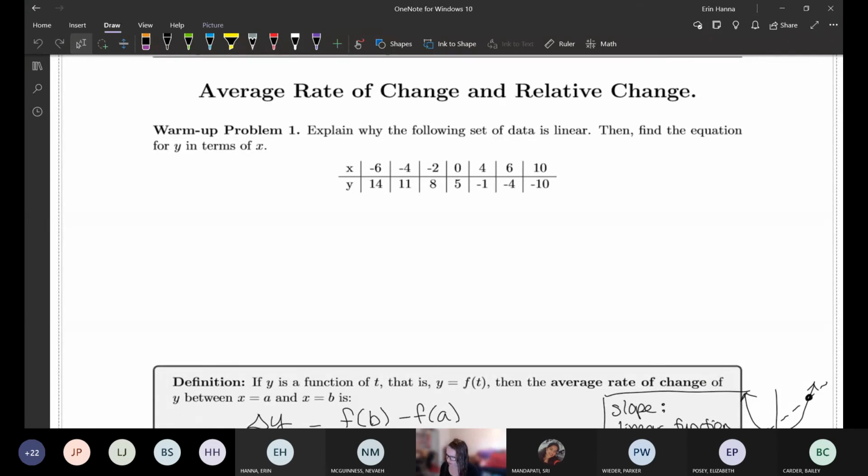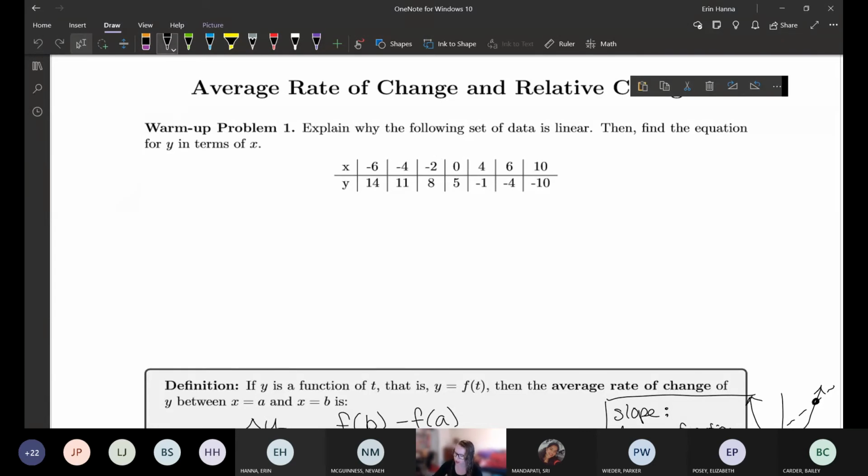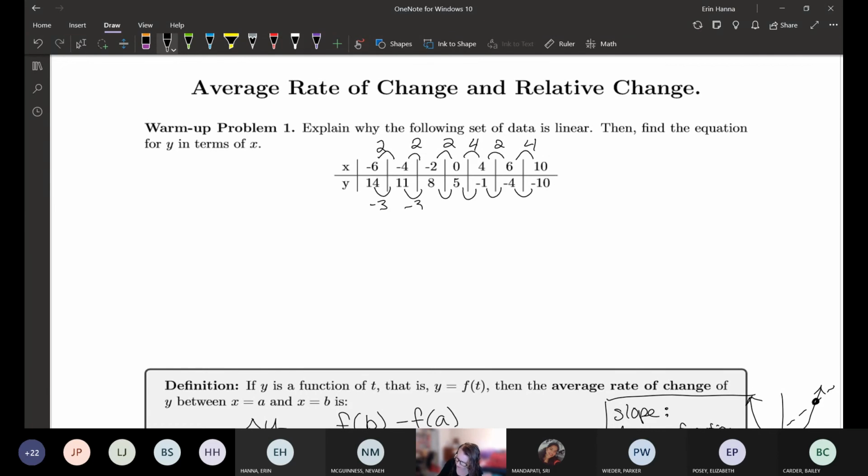All right, so we are asked to figure out if this data is linear, and well, actually, we're kind of assuming it is because it says explain why. And then to find the equation. So if we look at what our x's are doing, we are going to be increasing by 2, by 2, by 2, then by 4, 2 and 4. And if we check what our y's are doing, it's going to be going down by 3, down by 3, down by 3, then down by 6, then down by 3, then down by 6.